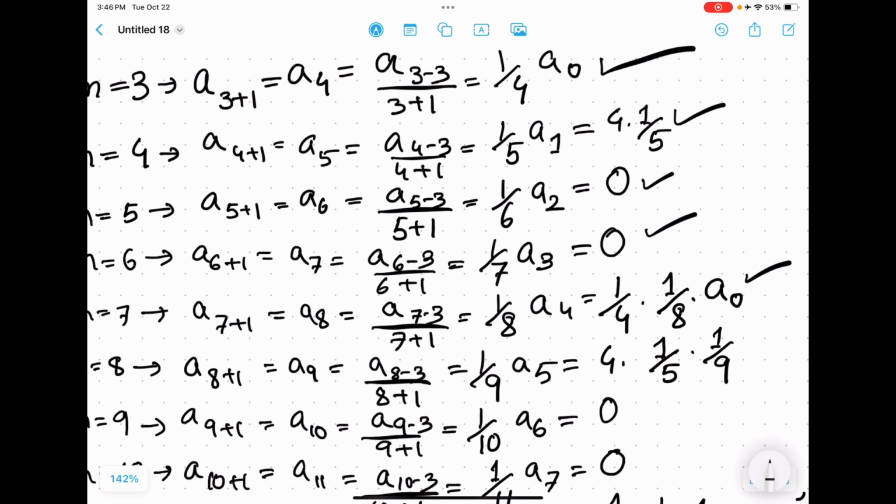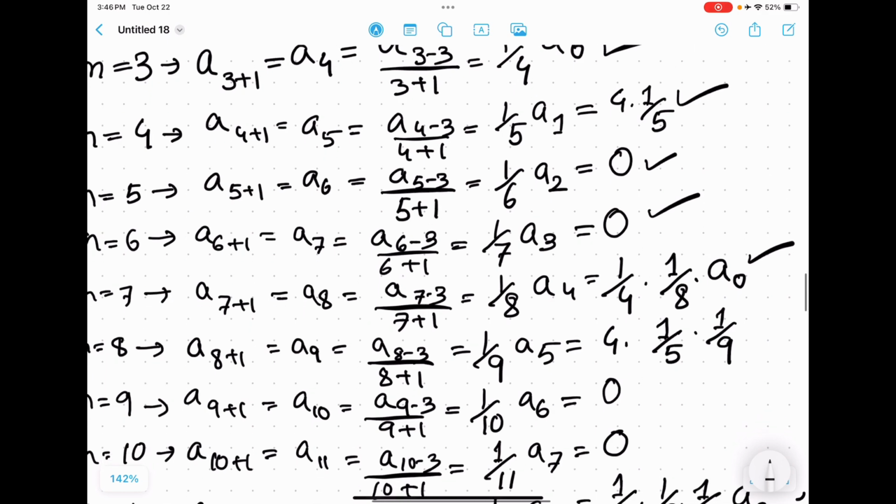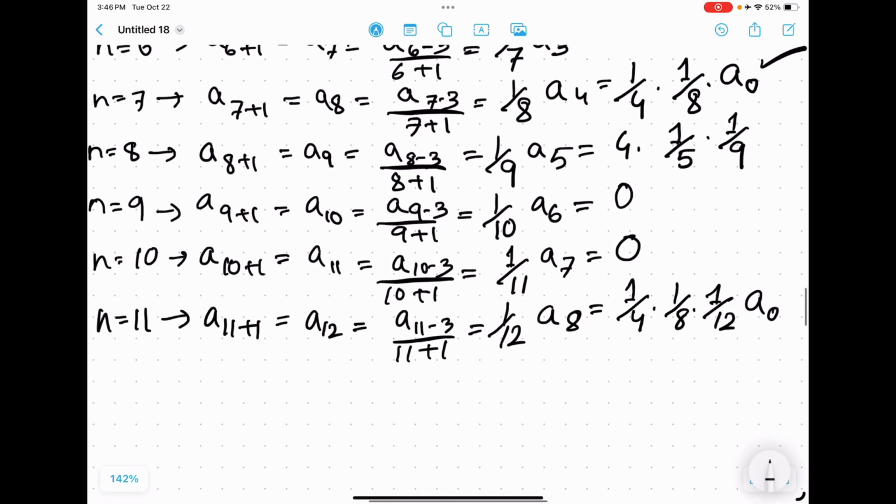And then again, for my a sub 5, I have 4 times 1 by 5. So I was like, I don't know if there's any kind of series that gives out such random values like that, right? And honestly, I was thinking that maybe I'm doing something wrong. But as I'm moving forward, I do see things kind of fall into place, all right? Let's do another term and hopefully you'll see what I'm seeing too, okay?